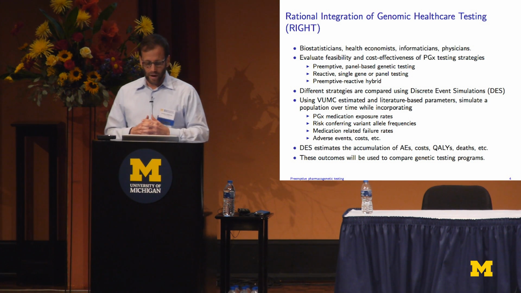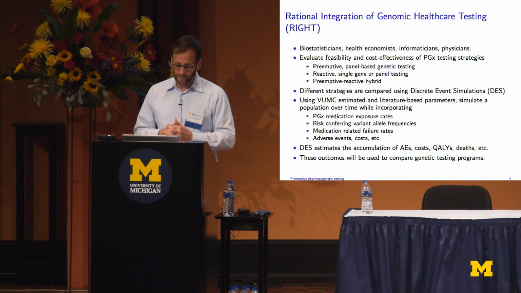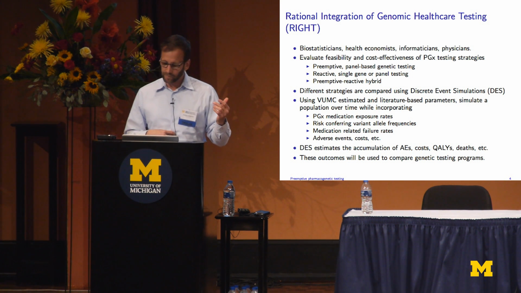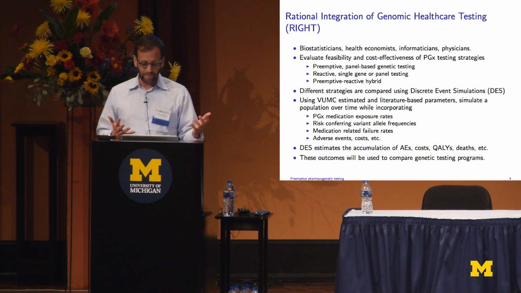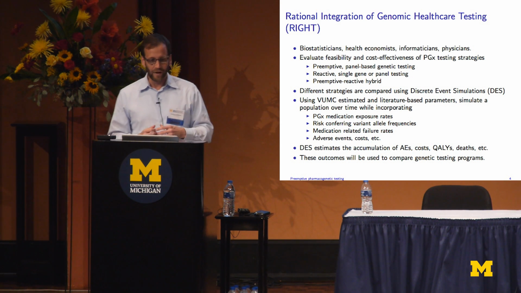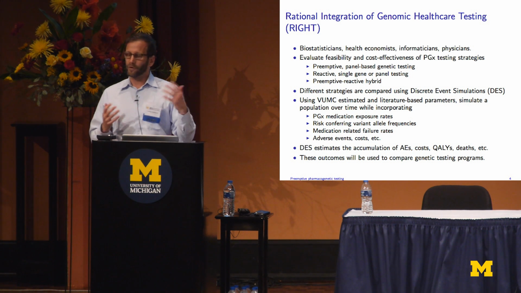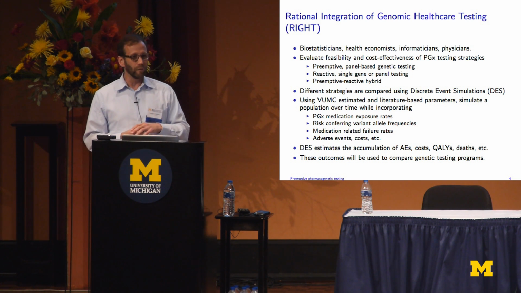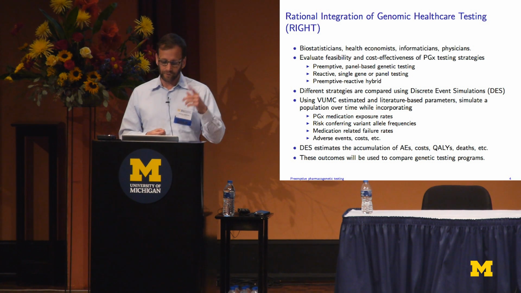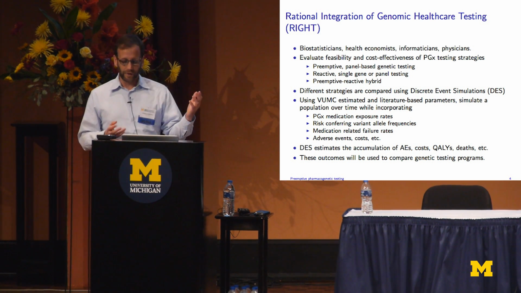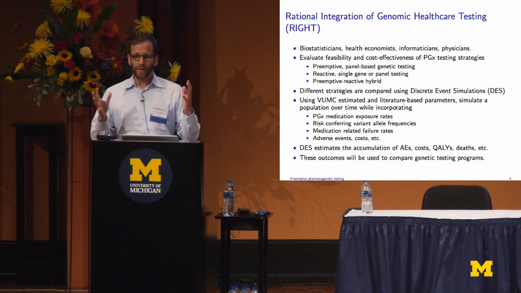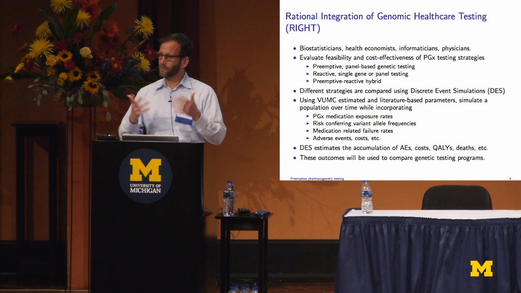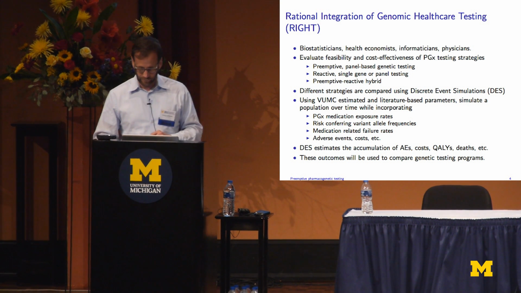And what we're doing in the RIGHT project is we are comparing different approaches using discrete event simulation, that is, using Vanderbilt estimated parameters as well as literature-based parameters. We can simulate a population over time under a lot of assumptions that include, like, what are the medication exposure rates, what is the risk conferring variant allele frequency, how often do medication failures occur, et cetera. And over time, what the discrete event simulation will do is it estimates the accumulation of adverse events or quality adjusted life years and costs and deaths, et cetera. And then we can conduct these discrete event simulations under different pharmacogenetic testing strategies. And then we can compare them. And that's the ultimate goal of the RIGHT project.